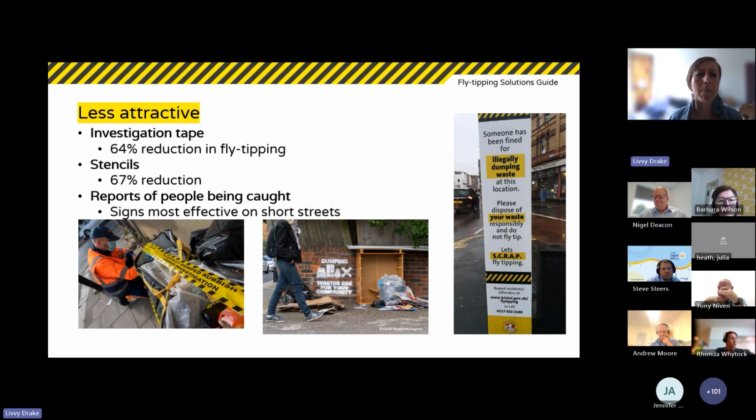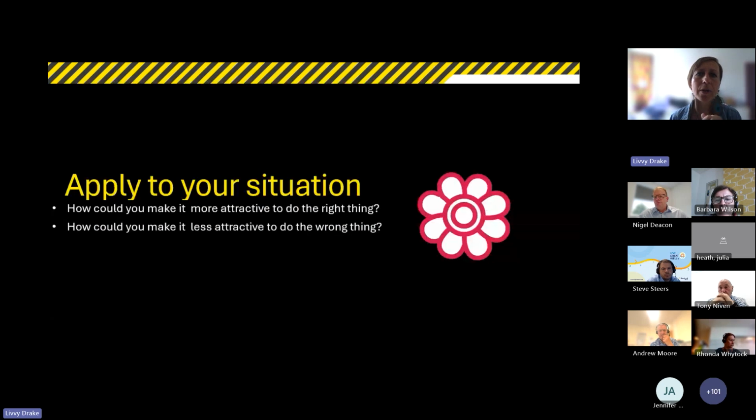So it's really important that where you're taking an action, there is a consequence, and we'll talk about some other examples of that in a minute. But I'm just going to open it over to you for another couple of minutes to think about how could you make it more attractive to use your bin system or to use the bulky waste service? How could you make it less attractive to fly tip?